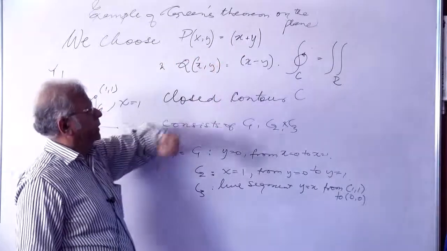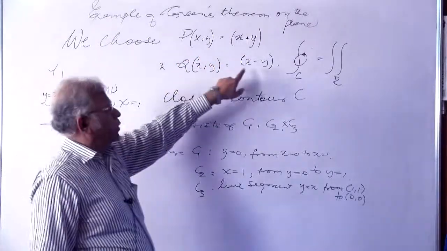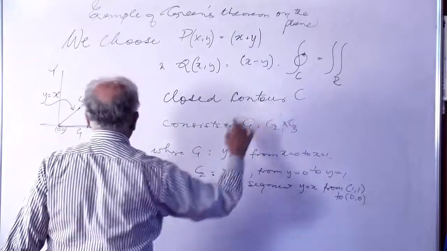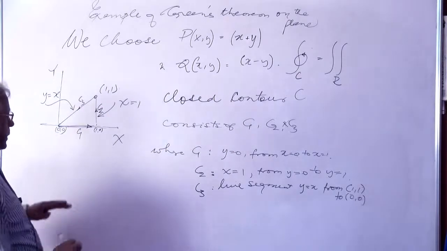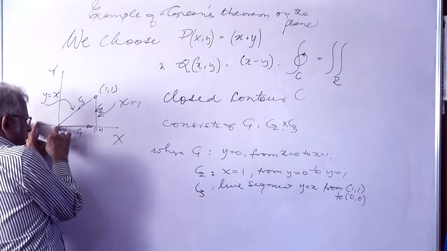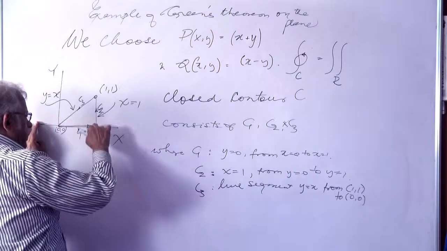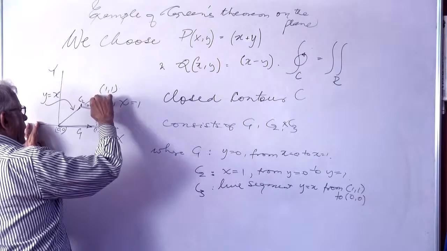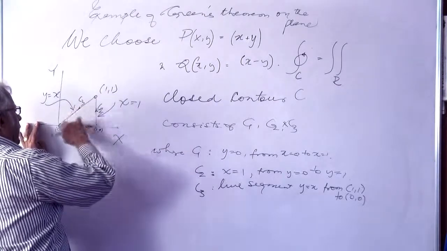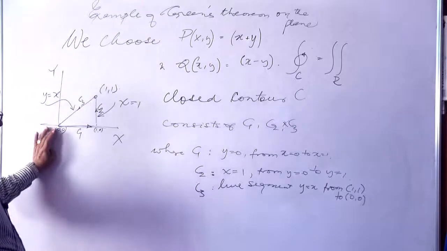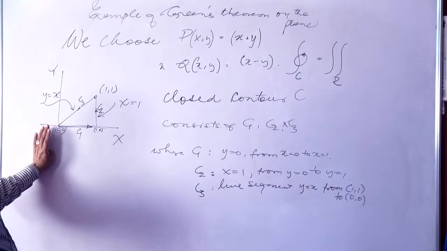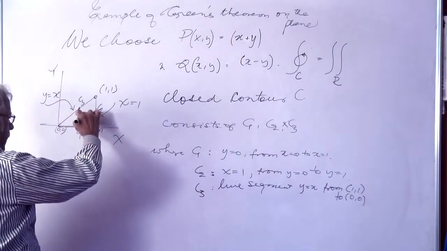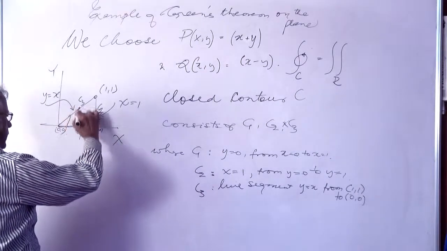P(x,y) is x plus y, Q(x,y) is x minus y, and the closed contour C is defined to be this contour starting from the origin, going to the point (1, 0), then from the point (1, 0) going up to the point (1, 1), and from (1, 1) getting back to (0, 0) via the line y equals x. So this is the definition of the closed contour, and evidently therefore the region that we call R is this one, which I will just shade.